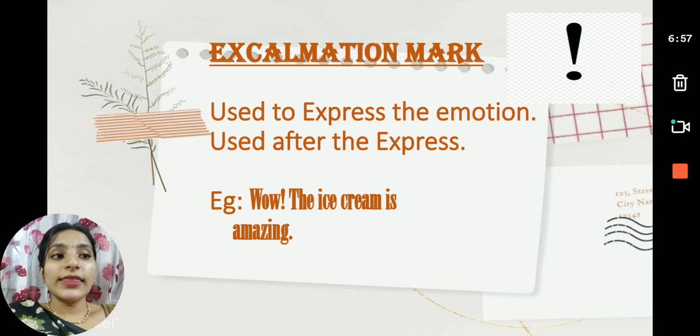Then we have the exclamation mark. What is an exclamation mark, students? Yes, very good. It is used to express emotion. It is used after the emotion. What do you mean by express the emotion? For example, what do you say when you're happy?